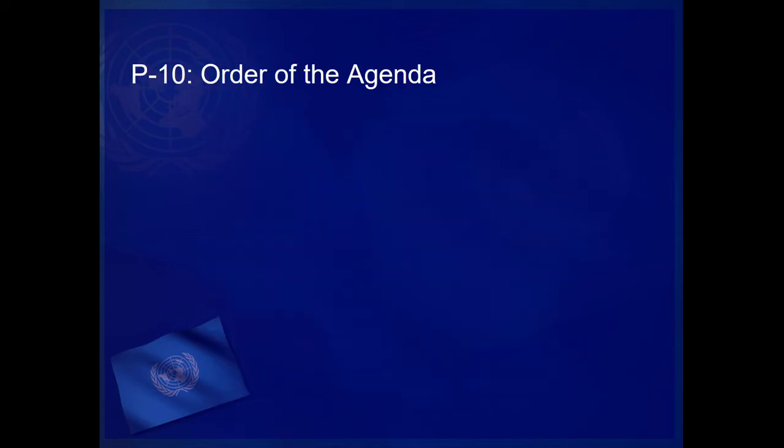Once roll is completed, the first order of business for any committee is to establish the order of items on the agenda in which they will be considered. This is done through P10, order of the agenda or order of business. At the start of the committee, the chair will ask if there are any points or motions on the floor. This is your chance to set the order your committee will discuss its agenda items. To do this, you rise under a P10, order of agenda item.